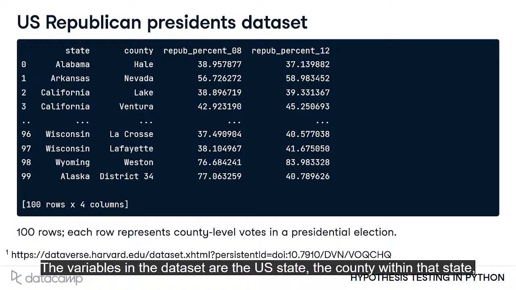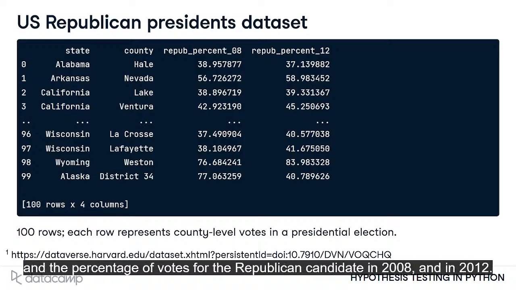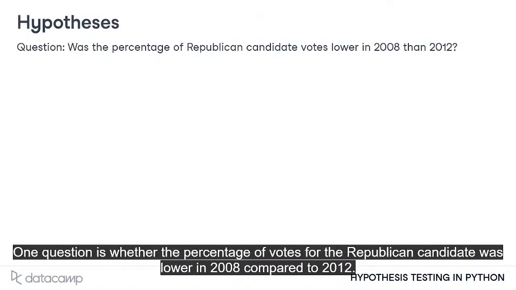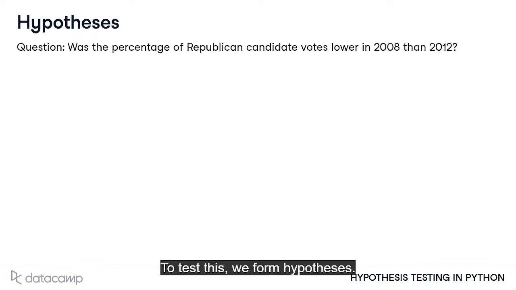The variables in the dataset are the US state, the county within that state, and the percentage of votes for the Republican candidate in 2008 and in 2012. One question is whether the percentage of votes for the Republican candidate was lower in 2008 compared to 2012. To test this, we form hypotheses.